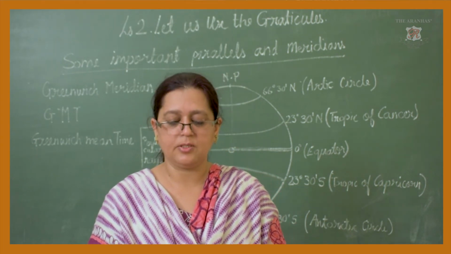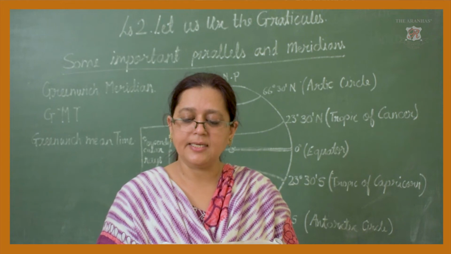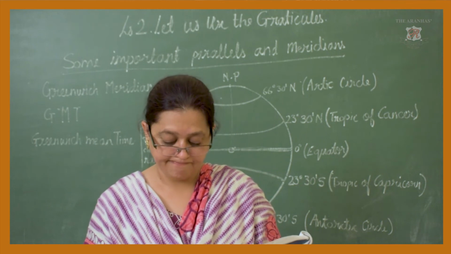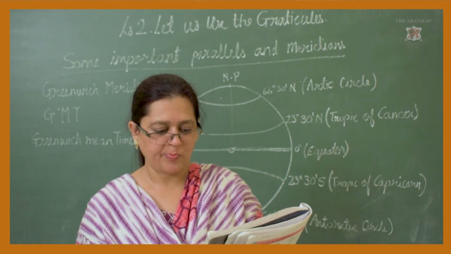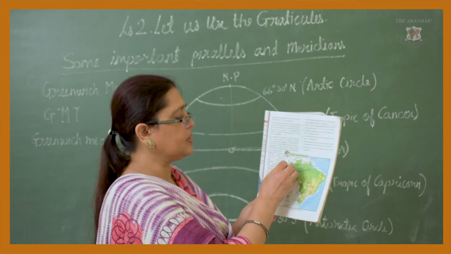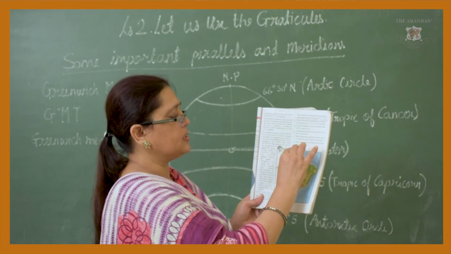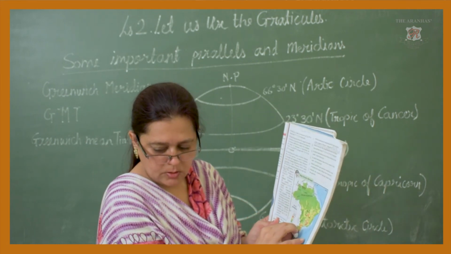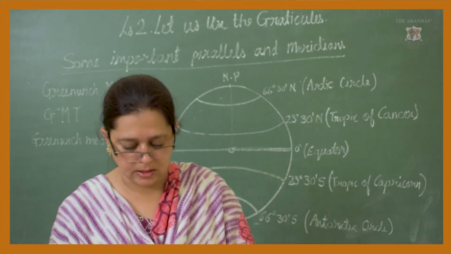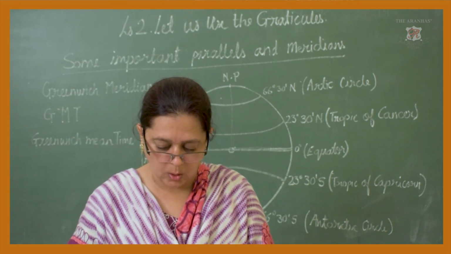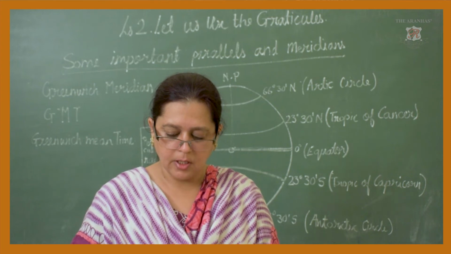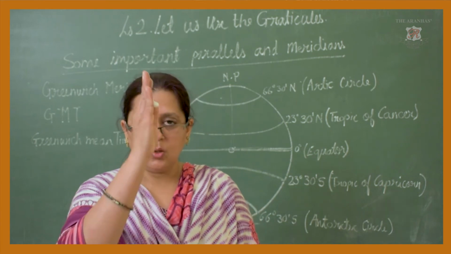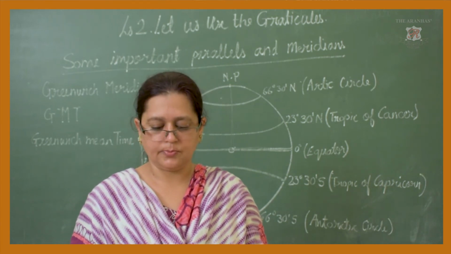In which hemispheres does Brazil extend in the north-south direction? Which hemisphere? See now, here it is 0 degrees. This is the northern hemisphere, this is the southern hemisphere. So Brazil extends in the northern and southern hemispheres in the north-south direction.